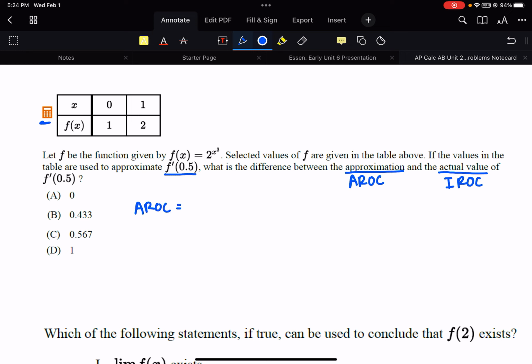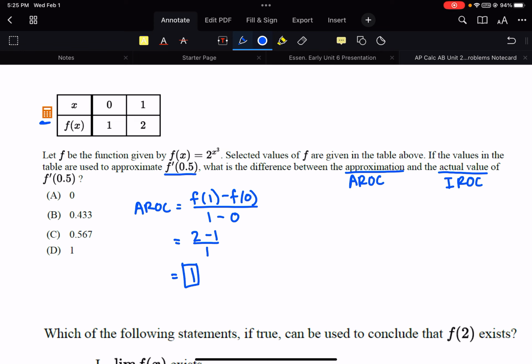So average rate of change would be f of 1 minus f of 0 over 1 minus 0. And notice that we want to use 1 and 0 because they sandwich the value we care about, 0.5. Okay, then I'm going to go ahead and plug in what I know. f of 1 is 2, f of 0 is 1. So I get that the average rate of change is 1.